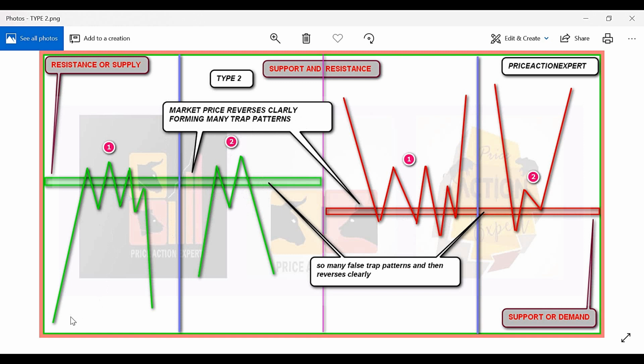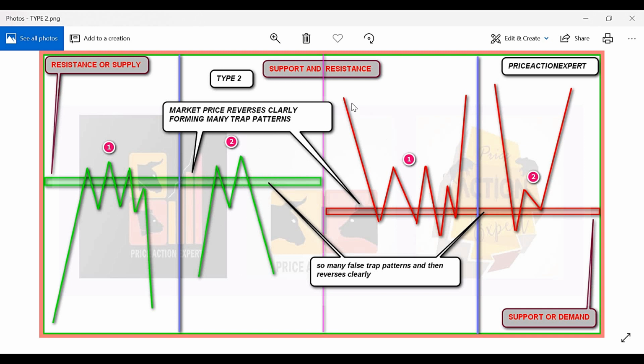The market from down reaches towards the top. After that, it holds and it creates many trap patterns. It means it breaks the resistance. It tries to go up in smaller time frames like H1, H4, etc. After that, it comes down and reverses. These are a few examples. I have shown a few types, type 1 and type 2 in that. There are so many types.